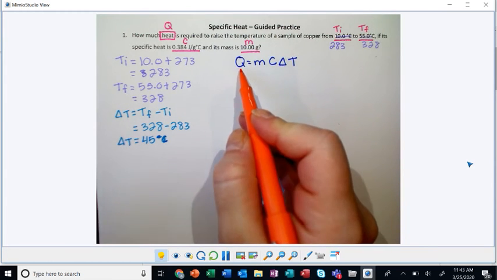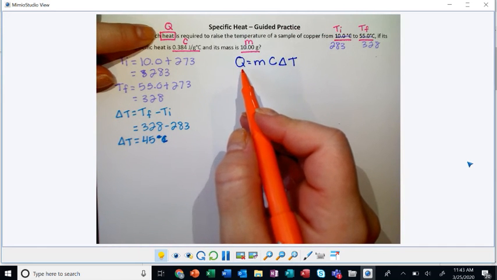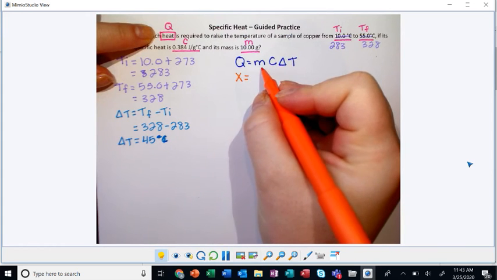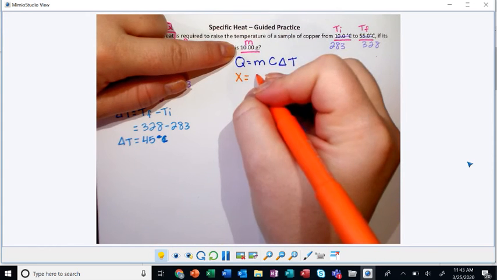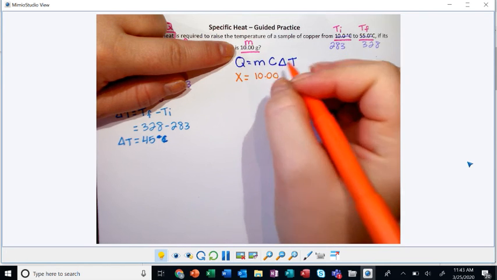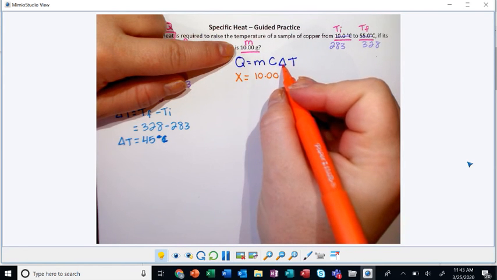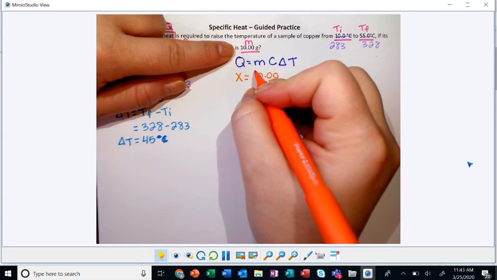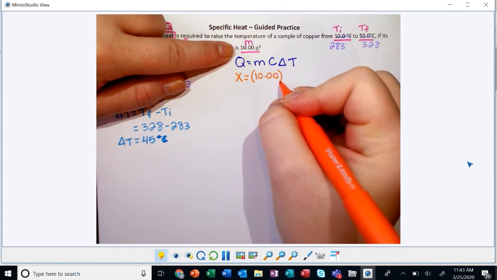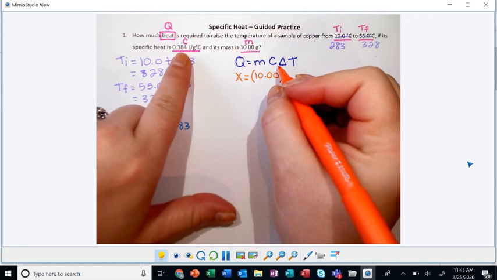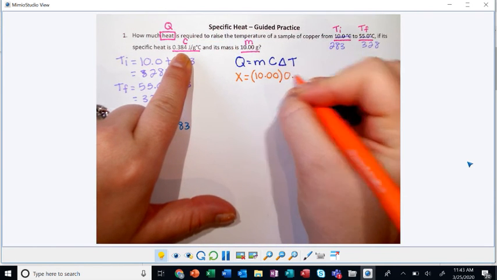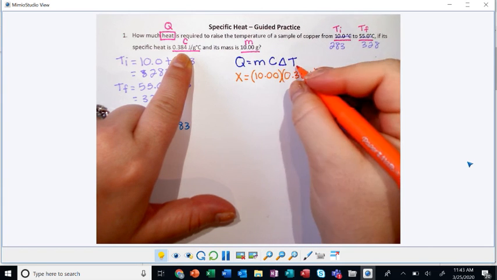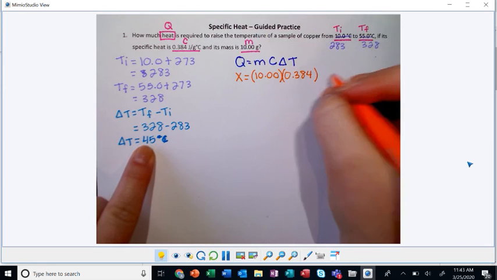So in place of Q, I have my Q up here. That is my question. That's what they're looking for me to find. So I'm going to put X is equal to the mass, which is 10. And all these are next to each other. So in math, when our numbers or letters are next to each other, that means multiplication. So I'm going to put parentheses around this. My C, I labeled my specific heat. And then the delta T, which is 45.